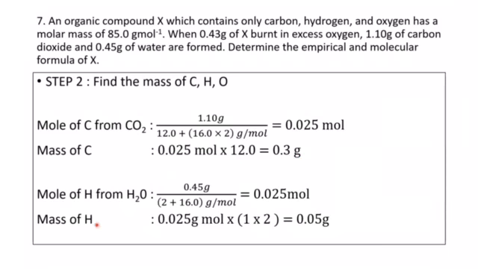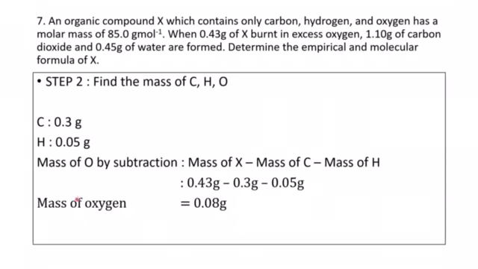So we times with the molar mass of carbon and we get 0.3 gram. For the mass of H, it's also the same. We use the mass of water, 0.45 gram, and divide it by the molar mass of water. We get 0.025 mole, and then we convert it to mass by timesing the molar mass of hydrogen, and we get 0.05 gram.